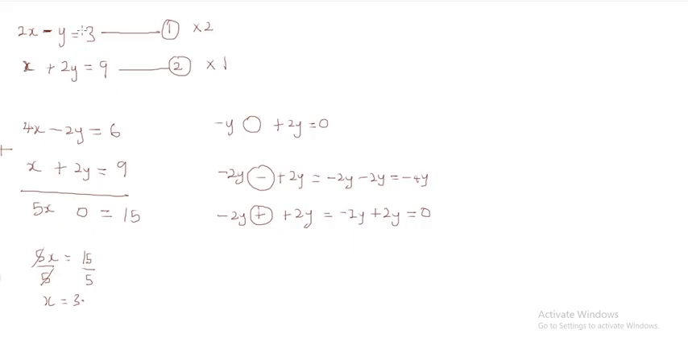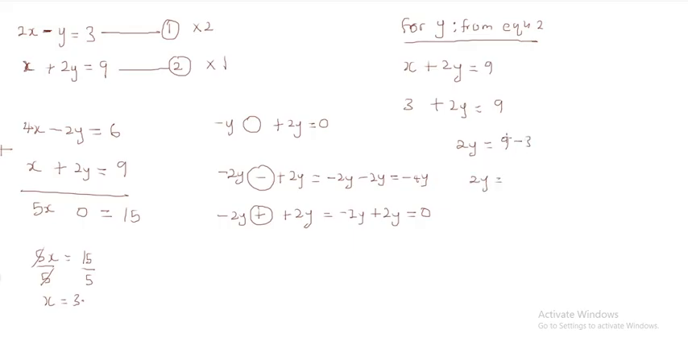Now, to find the value of y, I can pick any of the equations. Let me pick equation 2. For equation 2, I have x plus 2y is equal to 9. I can easily plug in my x value, so that I have 3 plus 2y is equal to 9. I can move 3 over to the other side, so that I have 2y is equal to 9 minus 3, which is 6. I can divide both sides by 2, so y is equal to 3. So here my x is equal to 3 and my y is equal to 3. I'll leave the checking part for you to check whether the answer is correct.